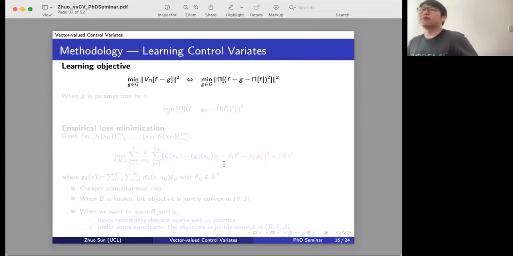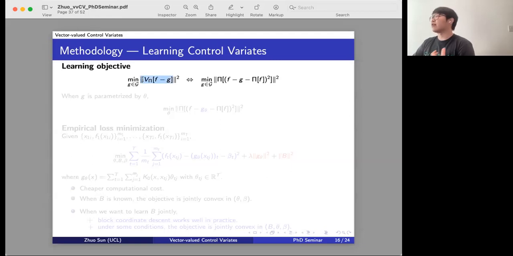Okay, so now since we have introduced a proper vector-valued control variates function class, the remaining task is to select the optimal control variates from that joint class. A natural objective would be minimizing the variance of F minus G. If we go back to the definition of the control variates estimator, we subtract G from F, right? And we want F minus G to have minimum variance. That's the concept of control variates, because we want to construct estimators that have very small variance.